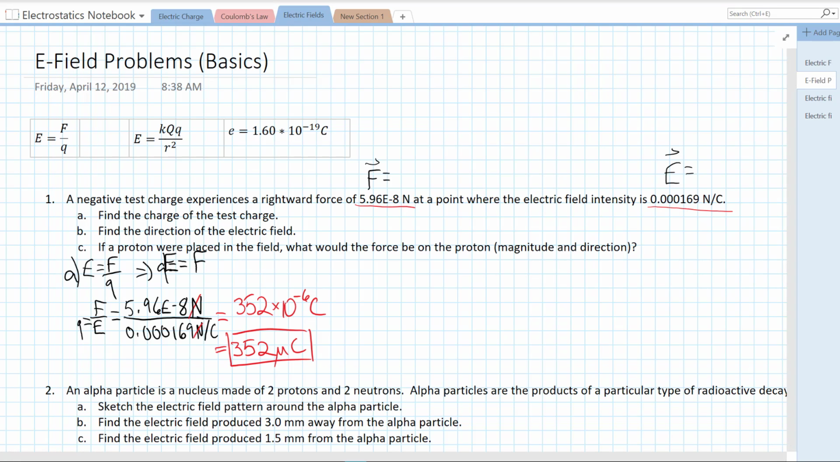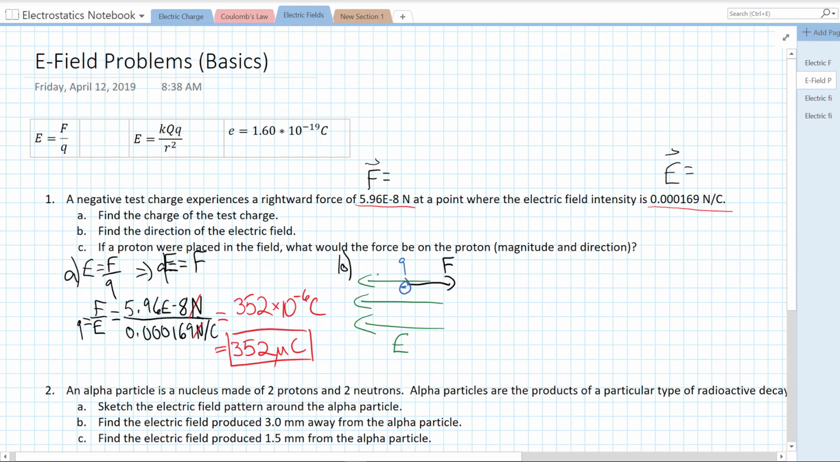Okay, part B. Find the direction of the electric field. Well, let's sketch out a diagram for this. We have a negative test charge, so I'm going to call this our test charge little q, and it experiences a rightward force to the right. So we know that positive charges feel a force in the direction of the field, which means negative charges feel a force opposite the direction of the field. So our field is going to be pointing to the left. I'm sketching out a uniform electric field around that test charge, but we don't actually know if it's uniform. But that just shows us the direction. So E field is left.